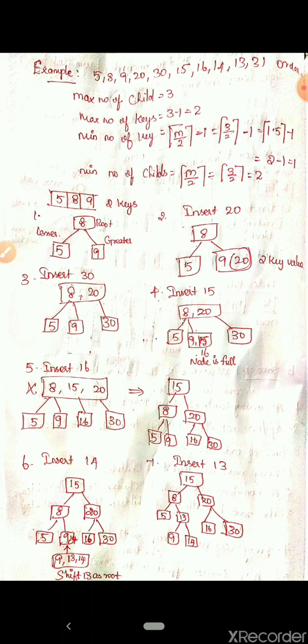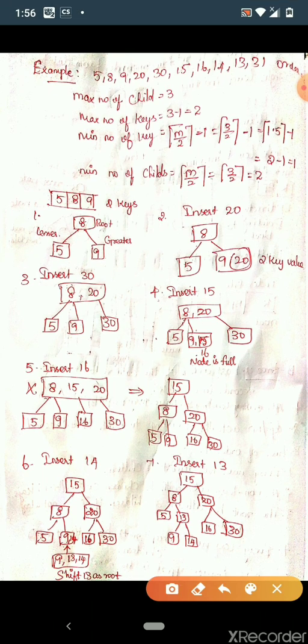Fourteen is going to be inserted here at the right side of 8. So 9, 14. Next you are going to insert 13. So 13 also should be inserted in this node. So 9, 13, 14. The node is full. So shift 13 as the root, as a root node.